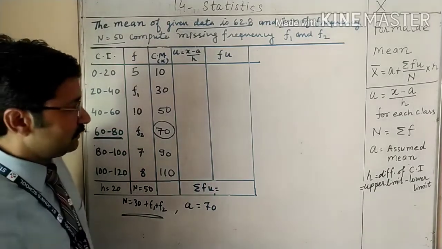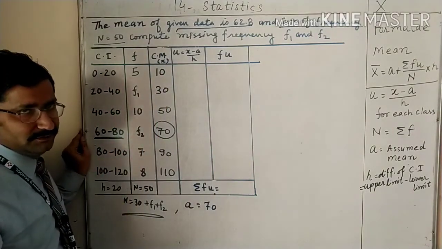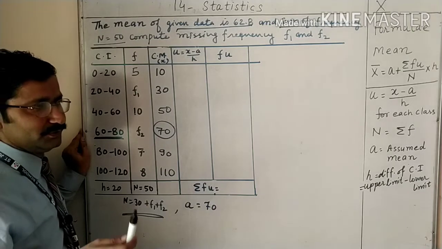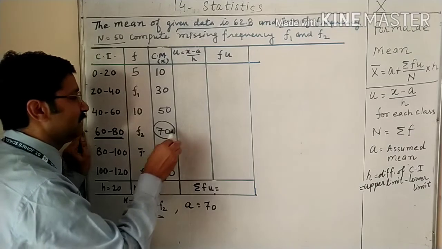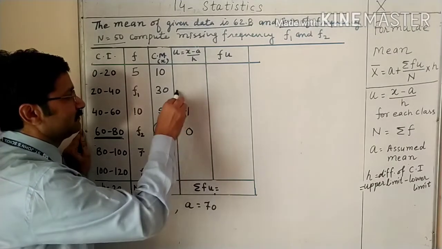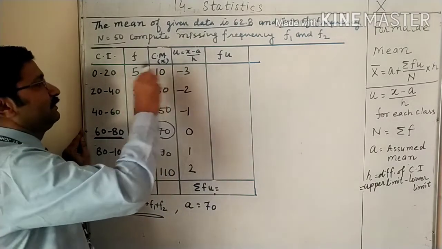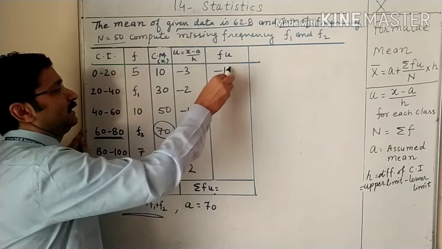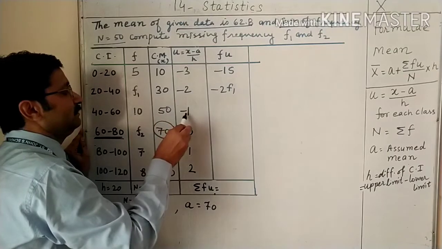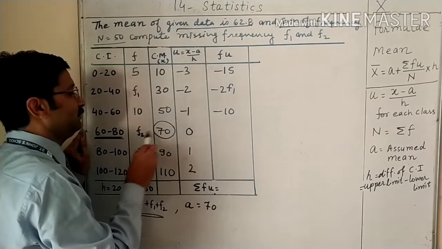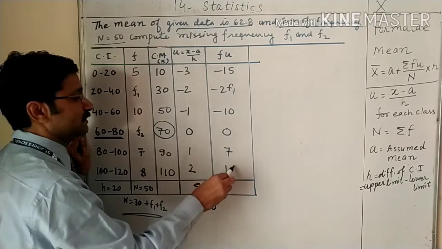First of all you have to find u. I have told you that finding u is difficult, but we will write it directly. The assumed mean is 70, so we write 0 there, and above it -1, -2, -3, and below it 1 and 2. Now you multiply f into u. F into u: 5 times -3 is -15, f1 into -2 is -2f1, 10 into -1 is -10, f2 into 0 is 0, 7 into 1 is 7, 8 into 2 is 16.